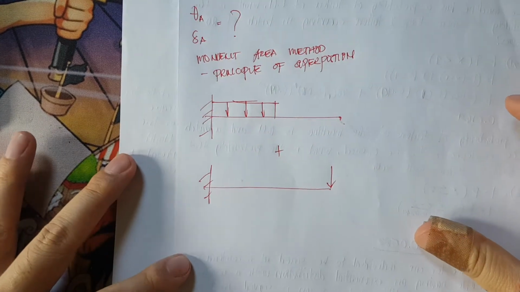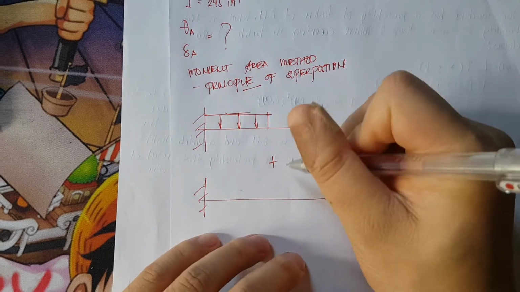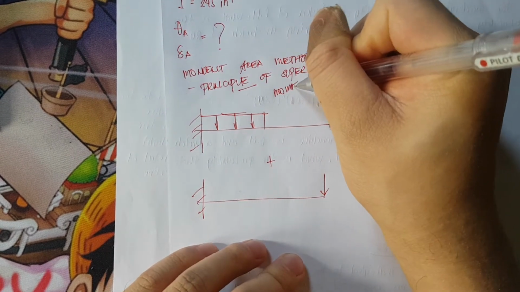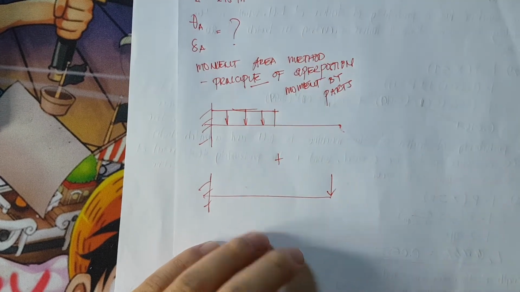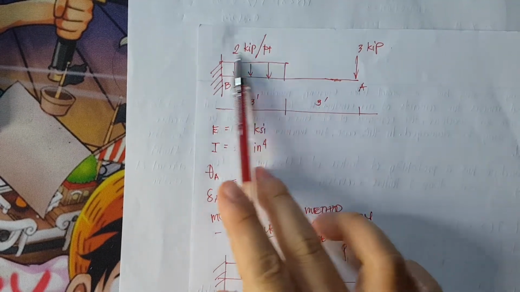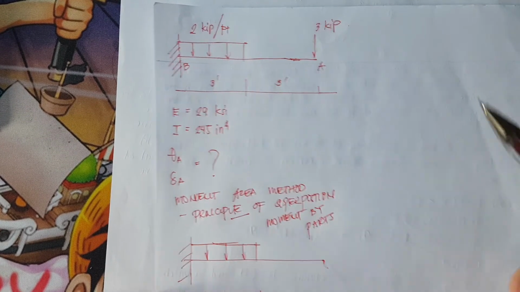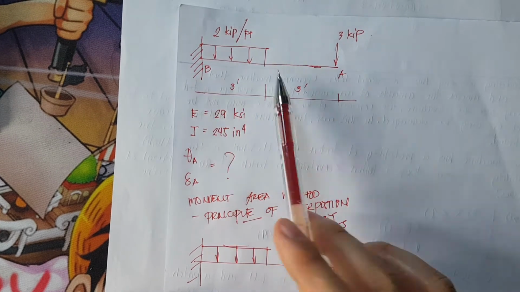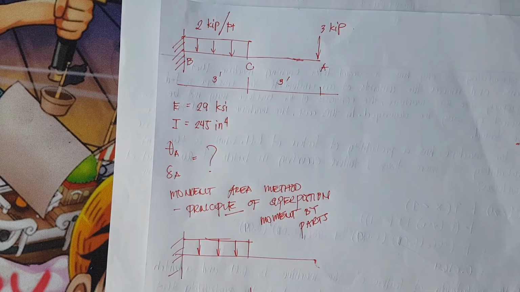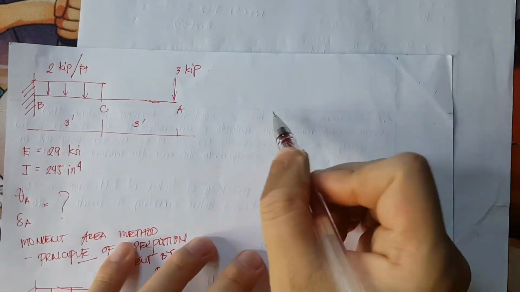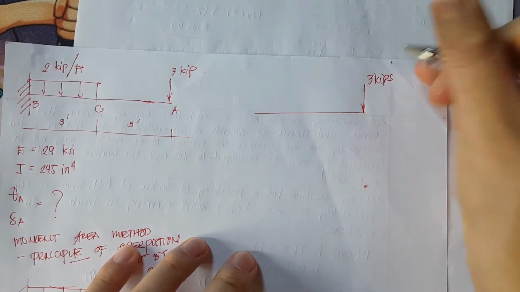Okay? Or ito yung tinatawag natin na moment by parts. Okay? So, kukunin natin yung moment nitong uniformly distributed load. Then, kukunin natin yung moment nung point load. Okay? So, you have here A, this is B, and let's make it C. So, i-abbreviate natin yung C. So, unahin natin yung point load. We have 3 kips. Okay?